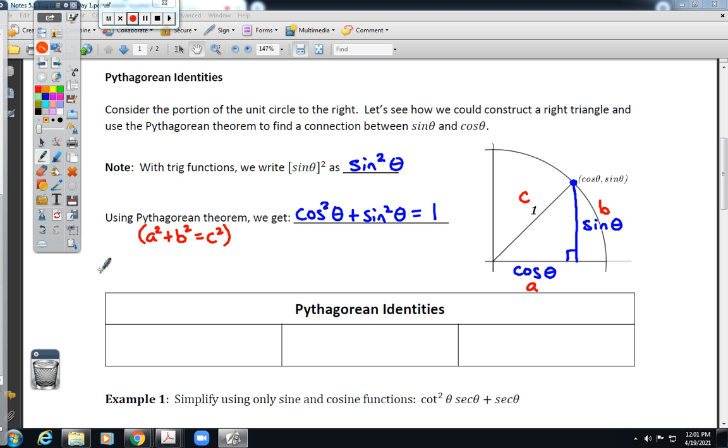What that means is you can plug in any angle you want for theta, and they'll always equal 1 when you square the cosine and square the sine. Every single time. That is our first Pythagorean identity. Cosine squared plus sine squared of any angle is always equal to 1.